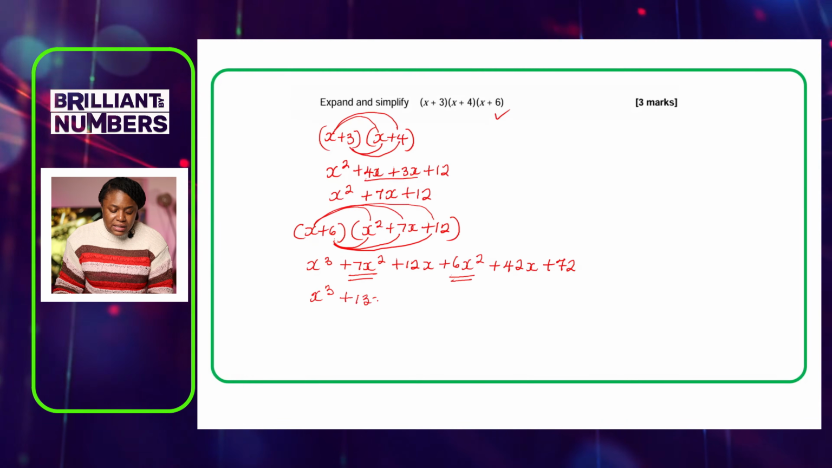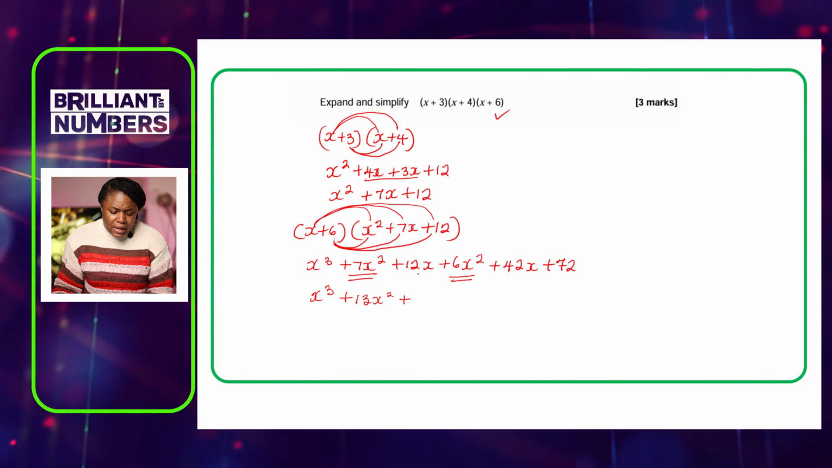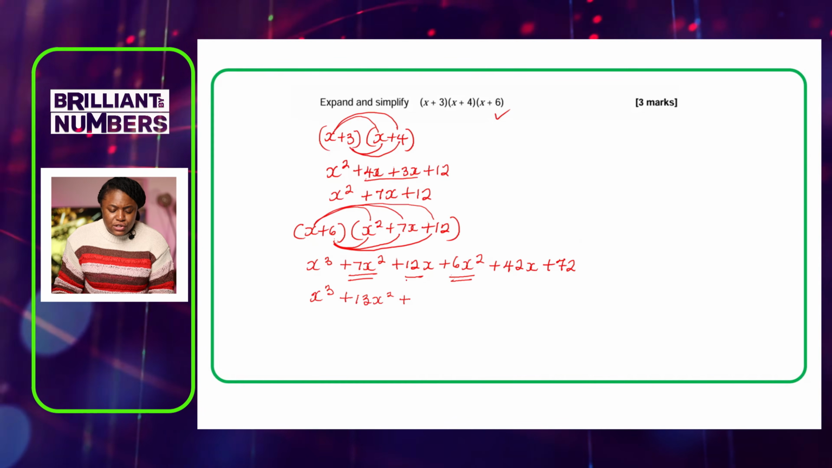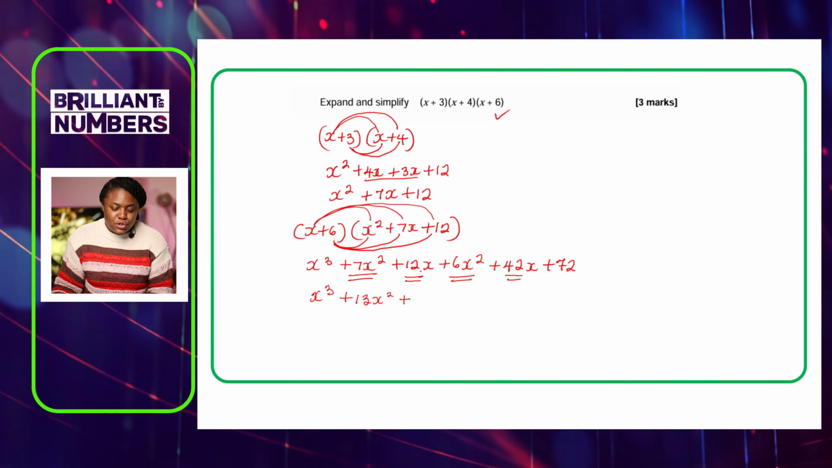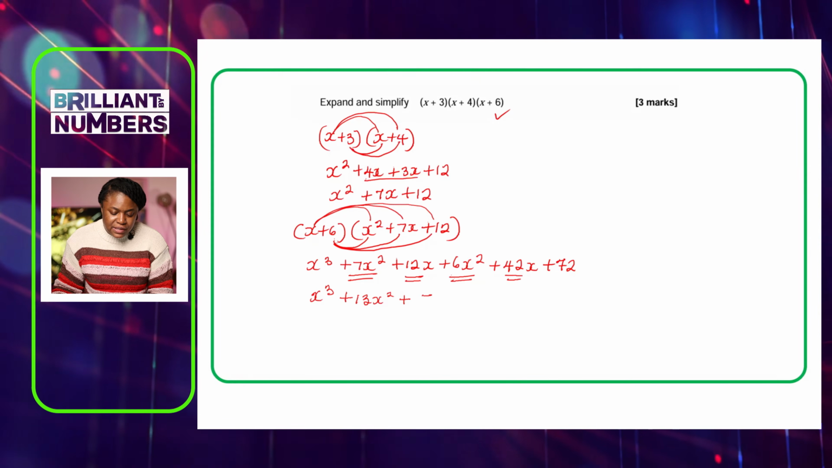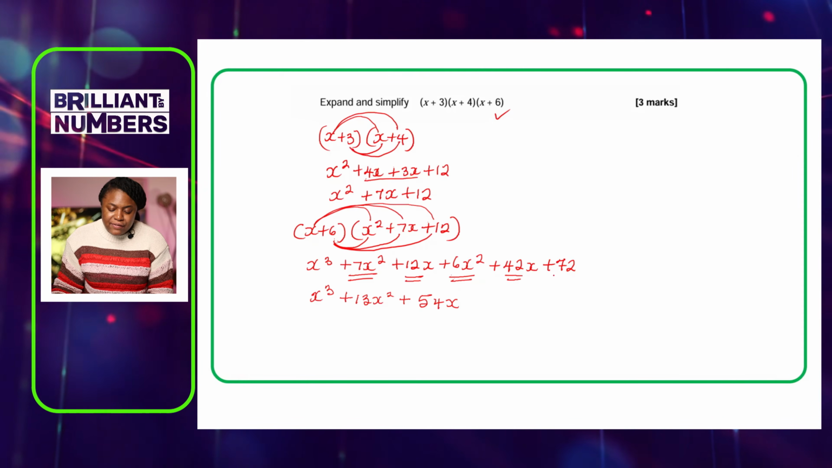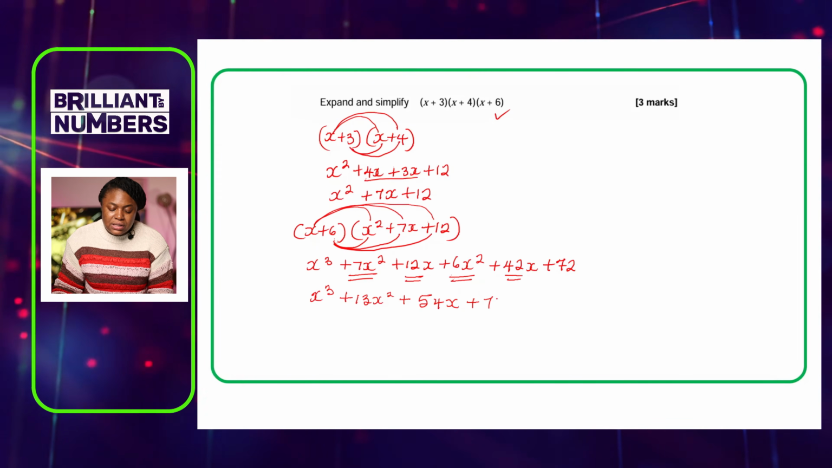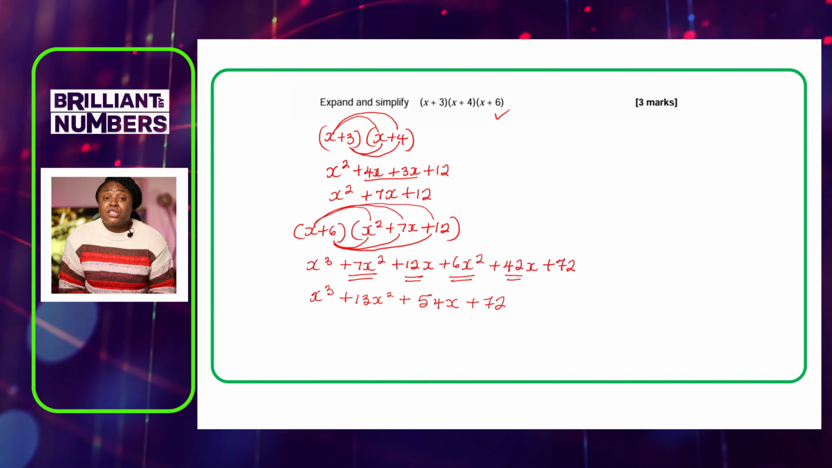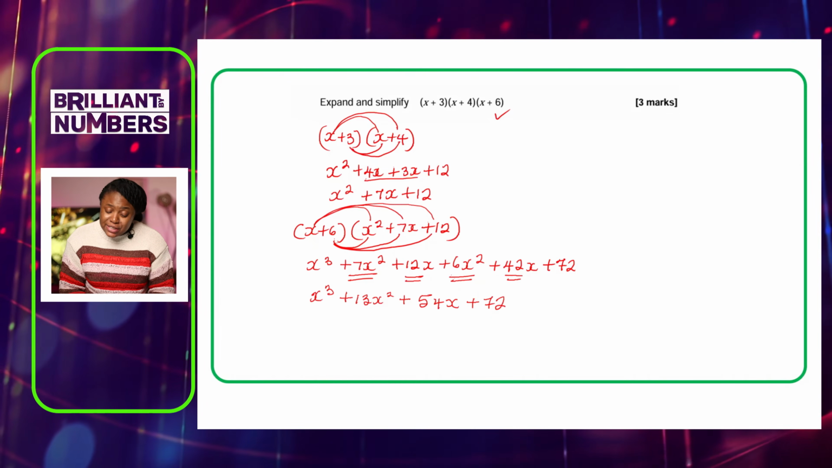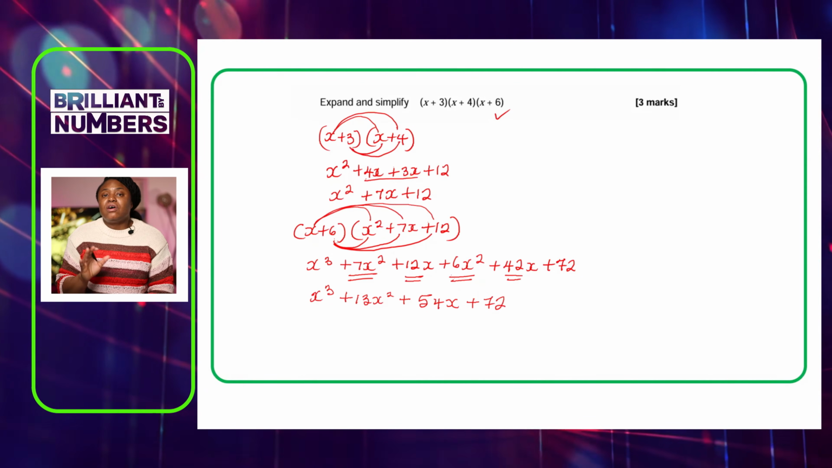So that's 13x squared. Plus for the x terms, we've got 12x and 42x. 12 plus 42 is 54, so that's 54x. And then we've got 72 for our constant. So the final answer is x cubed plus 13x squared plus 54x add 72, and we would have gotten 3 marks for that question.